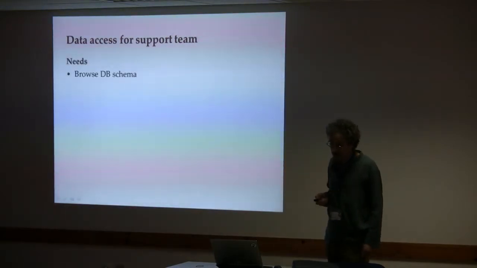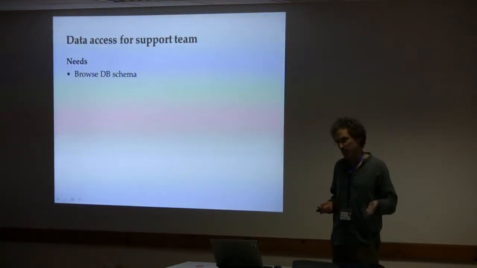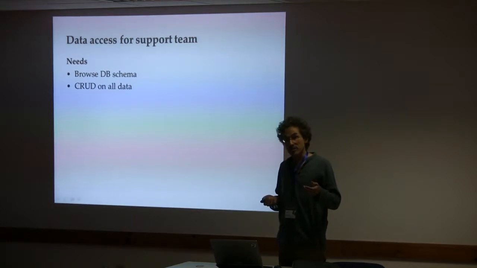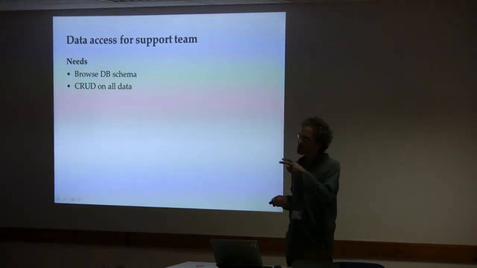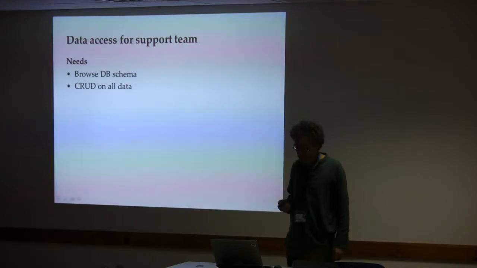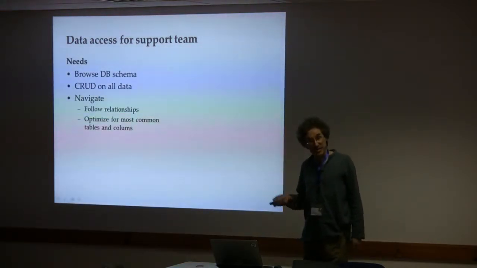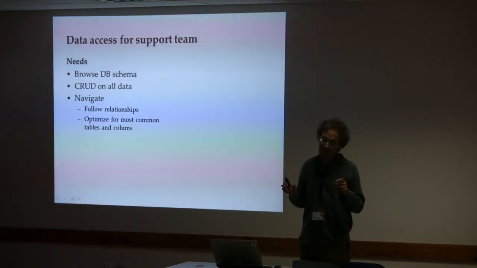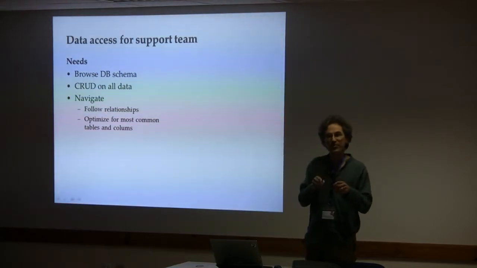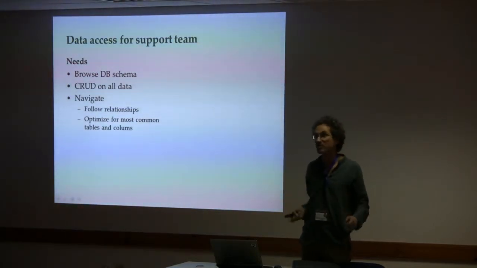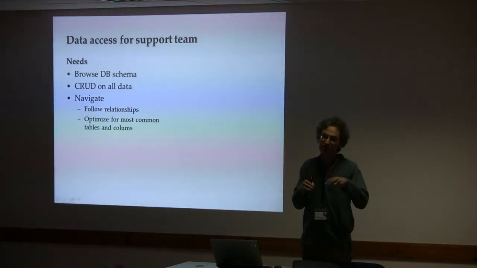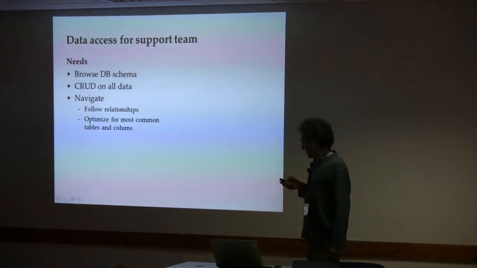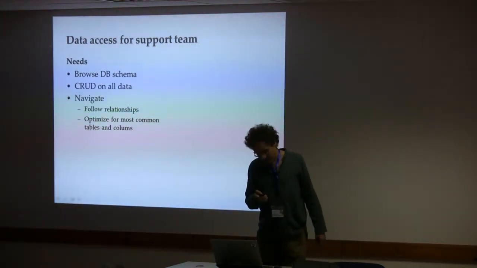The kind of needs we had was, of course, to have access to the complete database schema, to be able to do CRUD. CRUD is, you know that acronym, create, retrieve, update, delete on all data. And to navigate in the data, this is the most difficult part, to navigate in the data following the relationships. So if I have one record, and that record has a foreign key to some other record, I want to be able to jump to the other one, not to type the criteria each time I want to access another record.